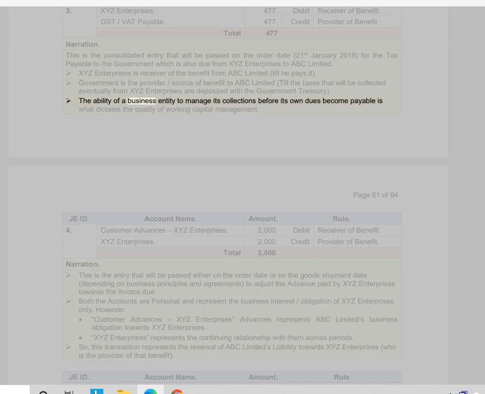The ability of a business entity to manage its collections before its own dues become payable is what dictates the quality of working capital management. Page 61 of 64.